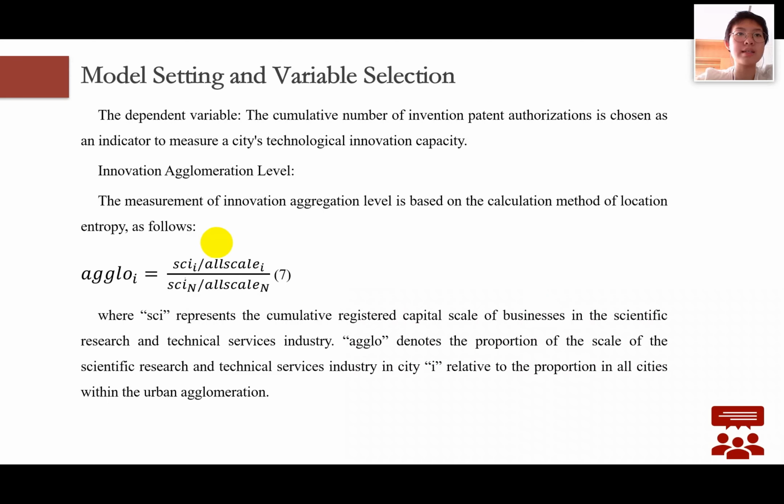And here we can see SCI represents the capital scale of businesses and scientific research technologies that are registered. AGLO stands for agglomeration. It demonstrates the proportion of the scale of the scientific research and technological service industry in the city, and I is used to represent different cities as a variable. And this is used to represent the proportion in all cities within the urban agglomeration, which means in the city clusters.